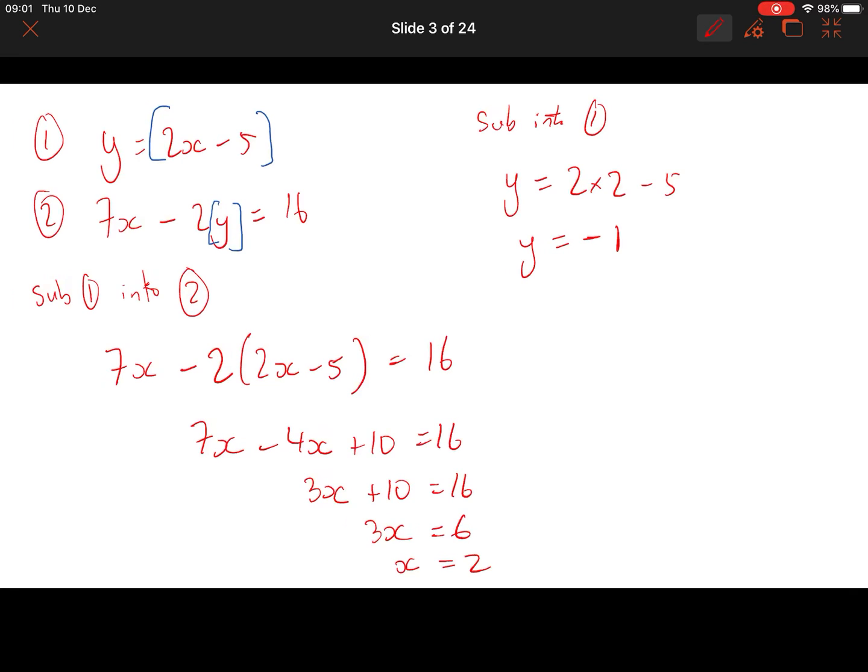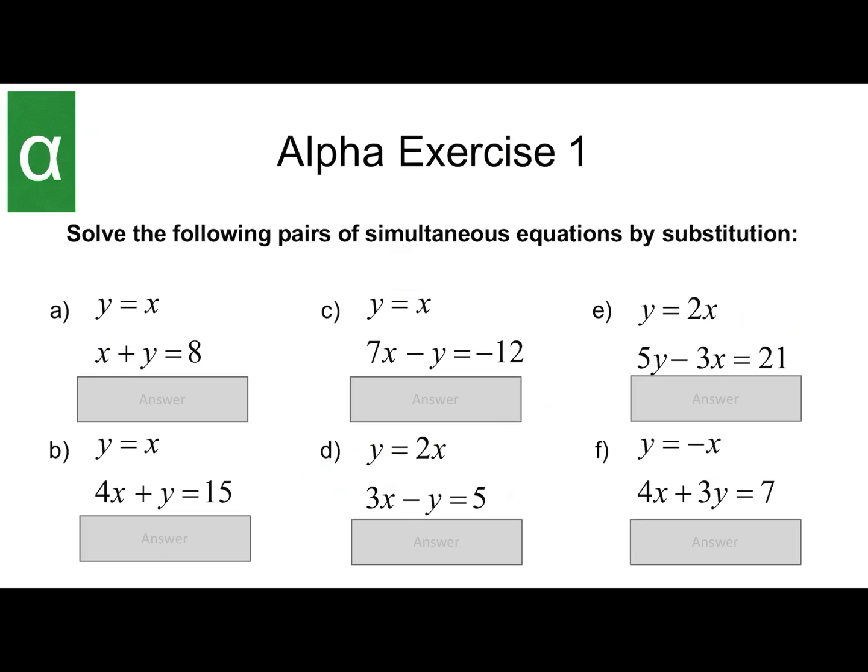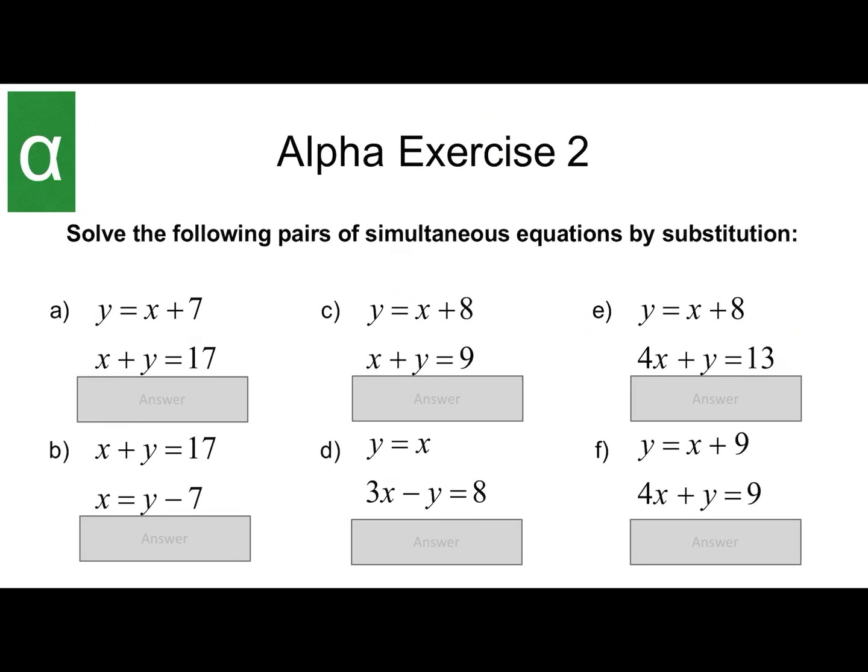And don't forget that you can check whether your answer is right. We're going to substitute into equation 2. So we did 7 times 2 minus 2 times minus 1 equals 16. Is that true? 14 minus negative 2 equals 16, and that is true. 16 equals 16. So by subbing in, I check my work and I know that I'm right. So please do the checks.